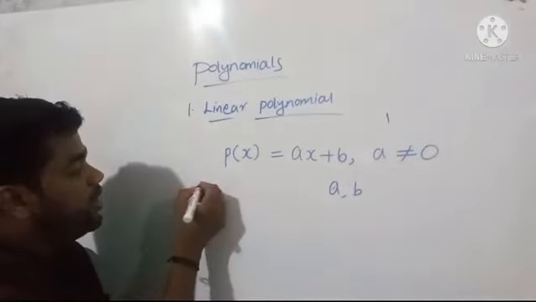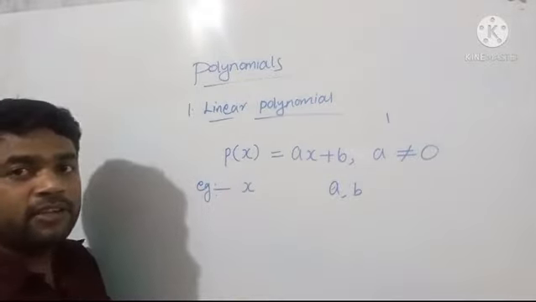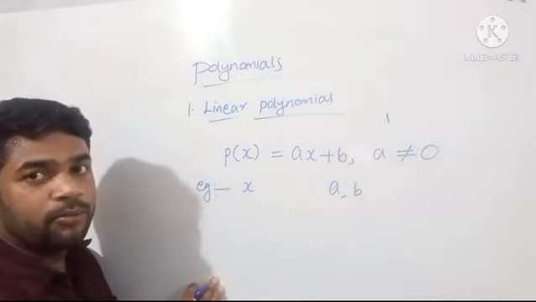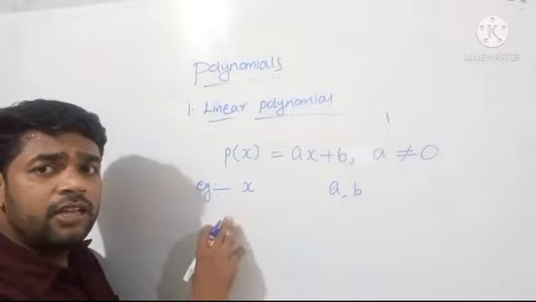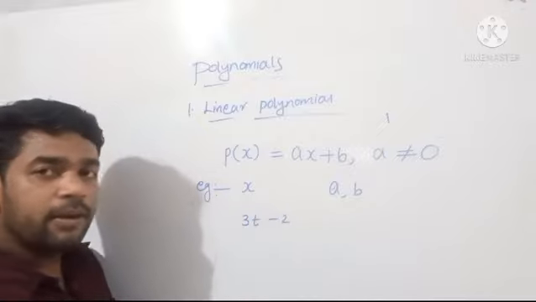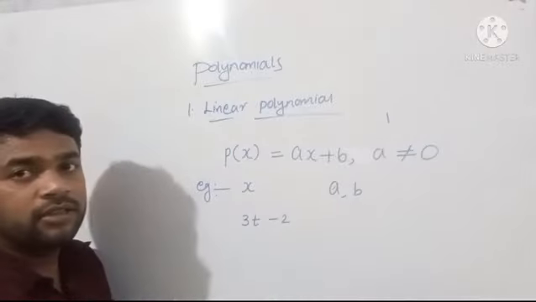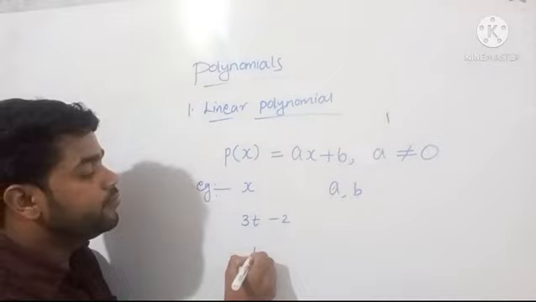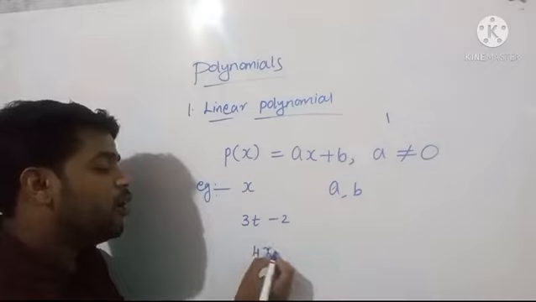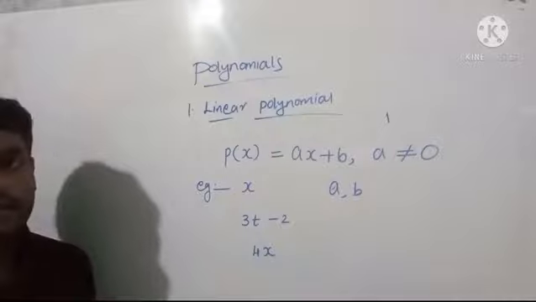So let us see some examples of linear polynomial. x is a linear polynomial because the power of x is 1. Any variable we write alone is a linear polynomial. And 3t minus 2 is a linear polynomial, where the variable is t and the degree is 1. Also 4x is a linear polynomial. Here the power of x is 1, so it is called a linear polynomial.